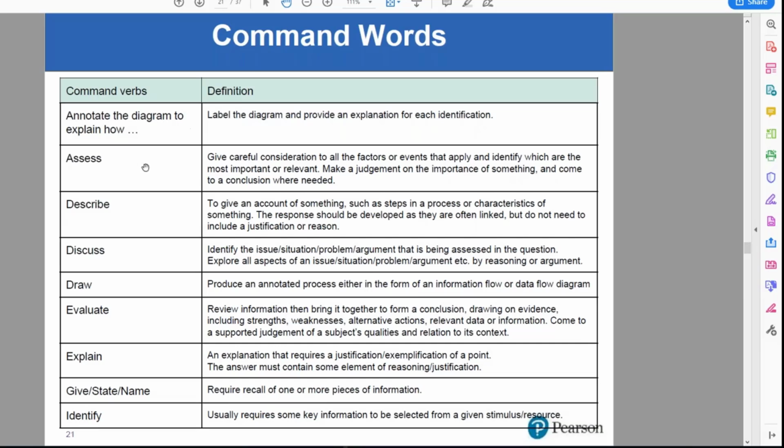Okay, we're talking about component 3 here, and we have a short list of command words which we're going to stick to, and the amount of marks that go alongside those command words will be closely controlled.